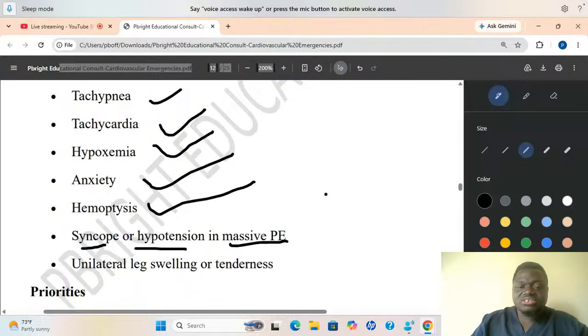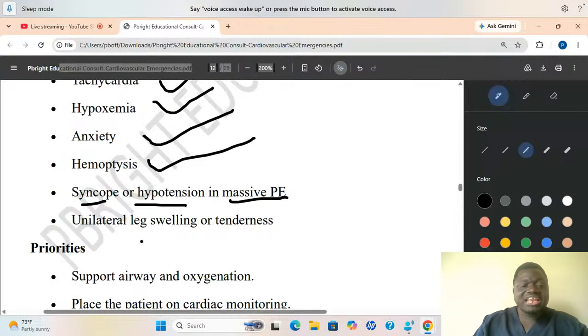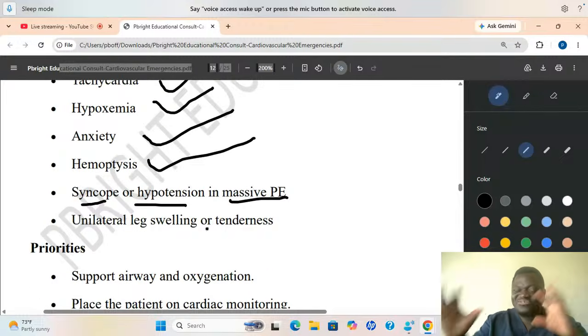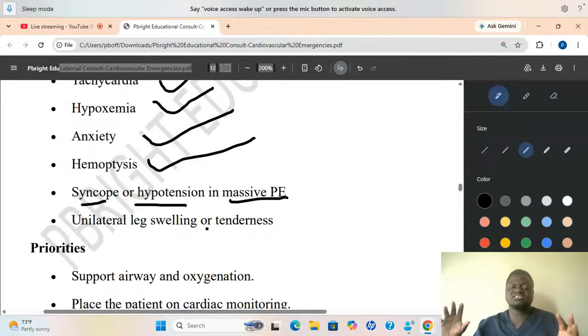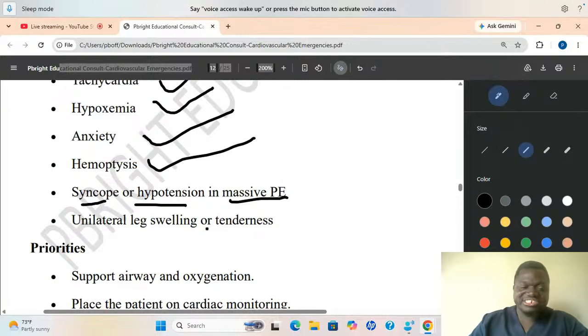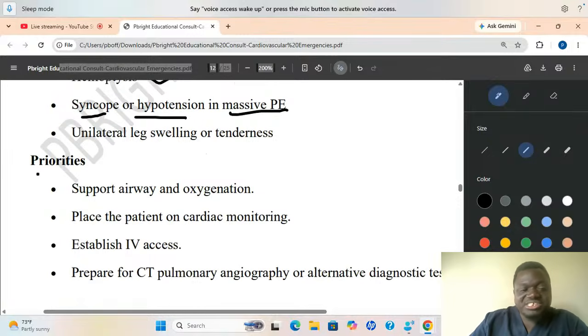Why? Because this is obstructive hypotension. Then unilateral leg swelling in the DVT patients. I'm treating both at the same time. They are all treated at the same time. What is your priority here?